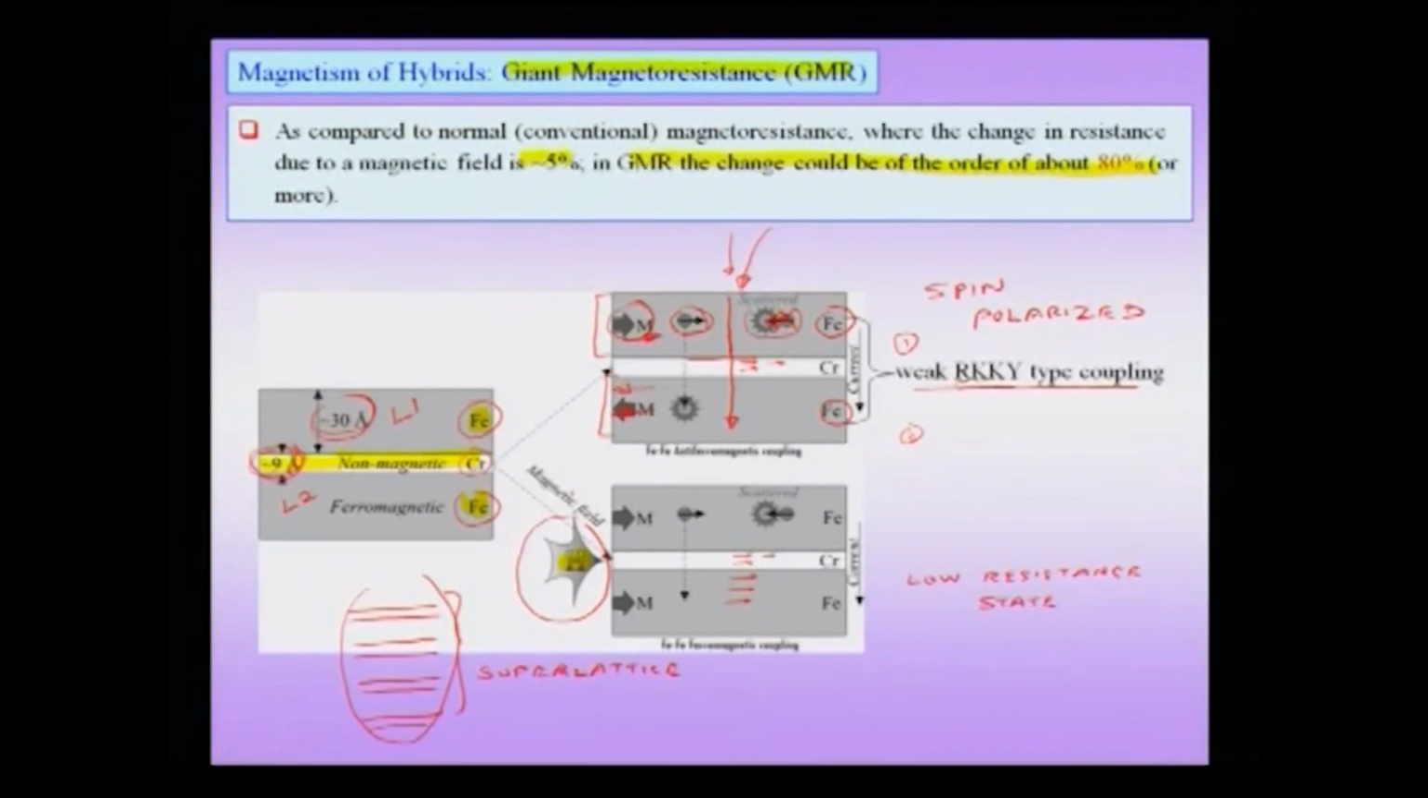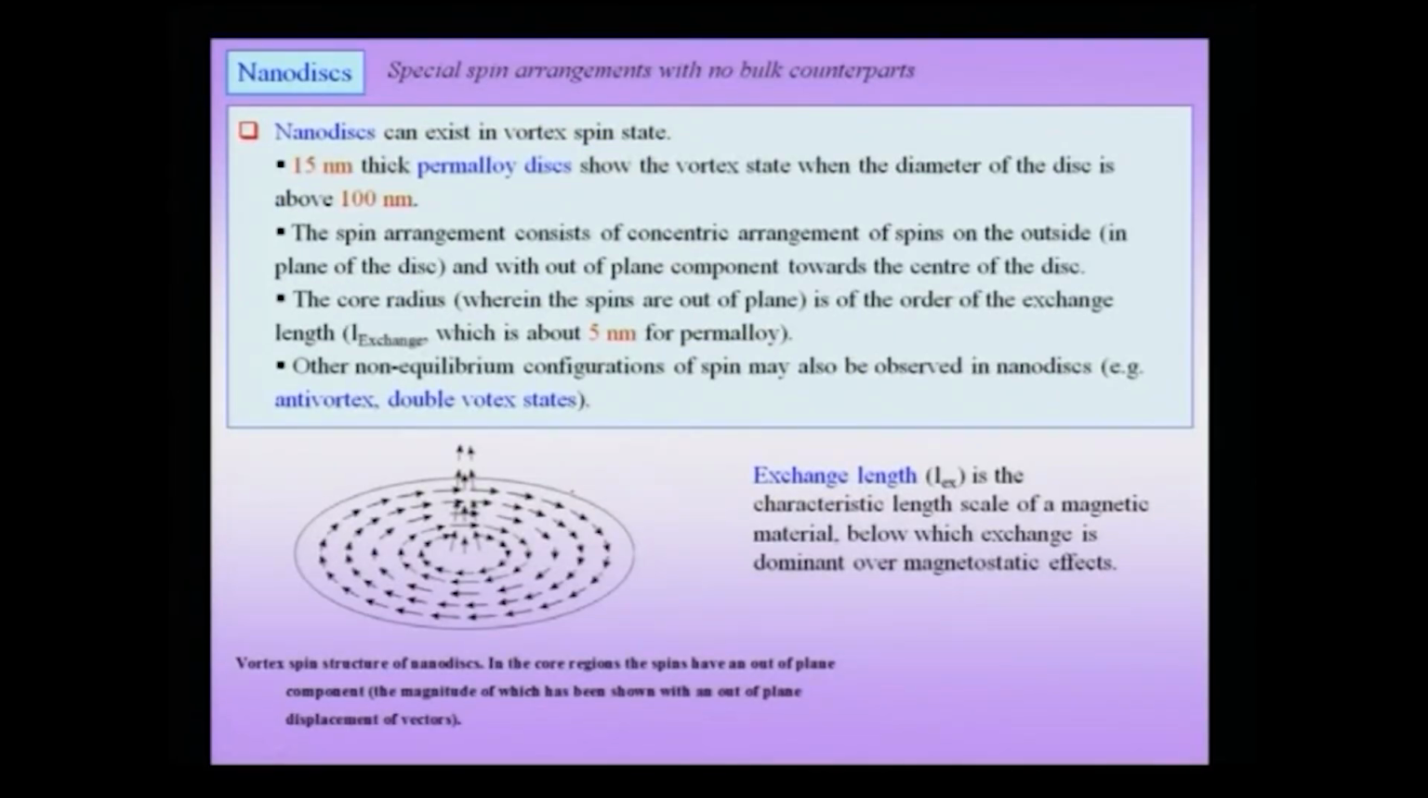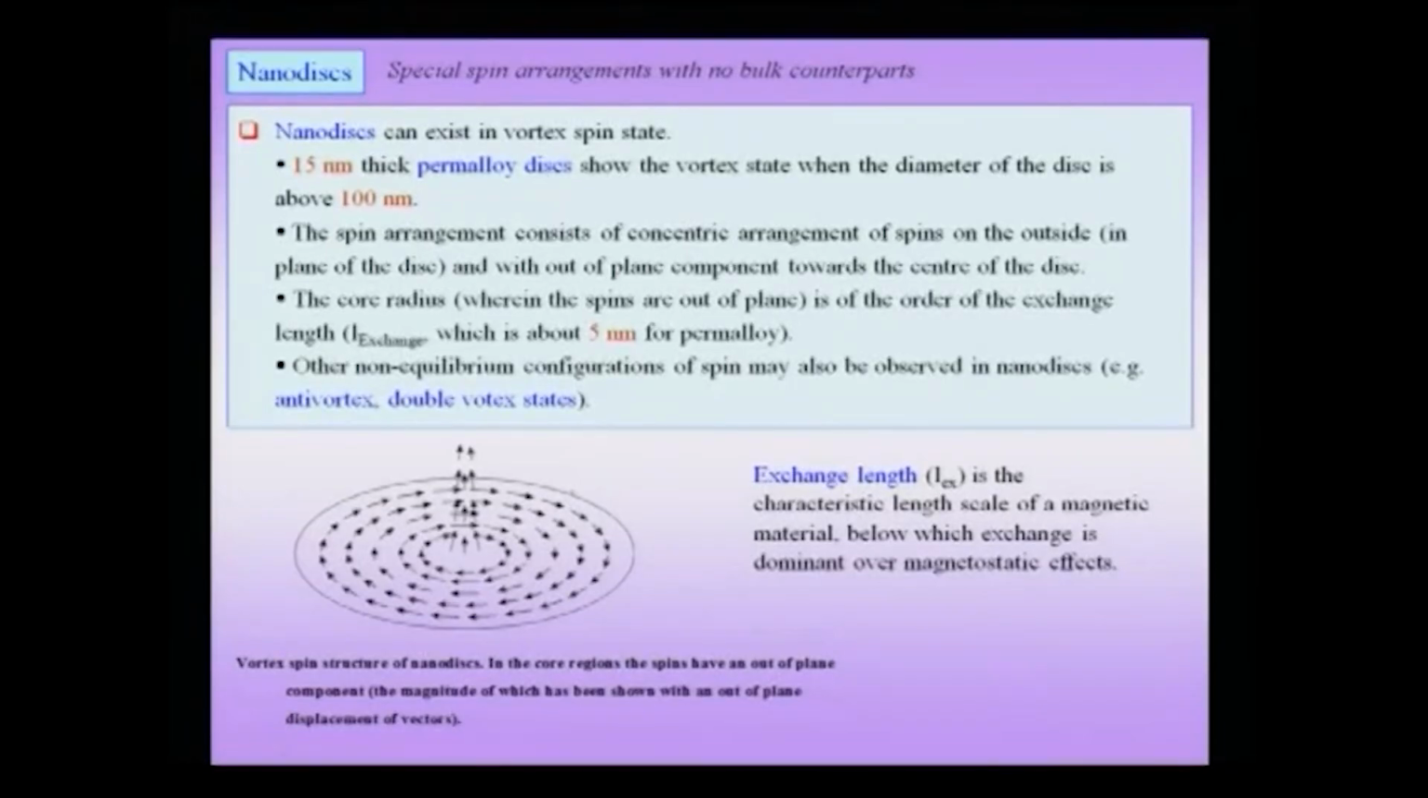So, we have seen two important effects arising in hybrids, one is the giant magnetoresistance and the other is the exchange anisotropy. Now, let us take up some nanostructures or materials with a certain specific dimension, and let us see the spin states of some of these. It is important to consider at least a few examples here, because the spin states of these nano dimensioned objects can be very different from the bulk counterparts.